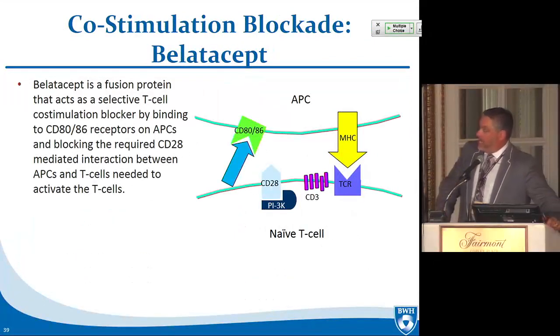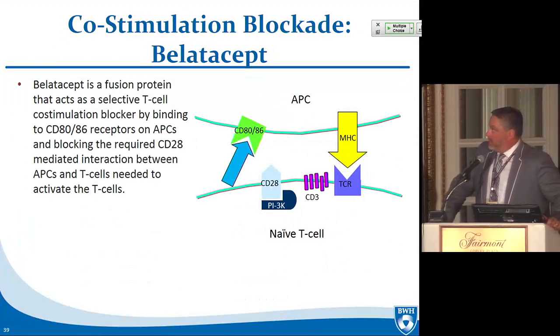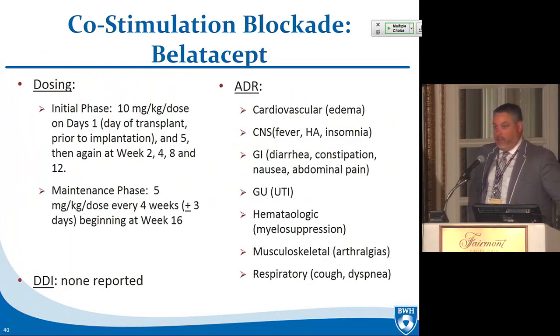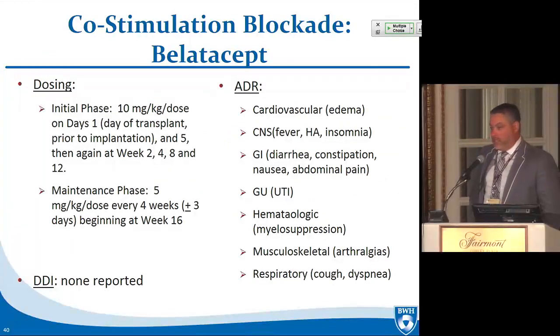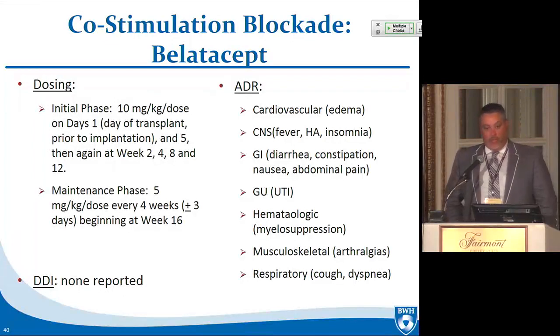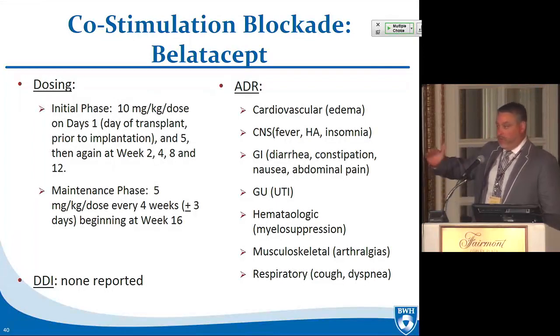And then belatacept. Belatacept's a fusion protein that acts as a co-stimulation blocking agent, and it induces T-cell anergy. And this is our newest agent. Our dosing, if you use it de novo, there's a high dose around the time of transplant followed by a smaller maintenance phase dose, and this is IV only. And the more interesting piece is you base it on actual body weight, and you don't change the dose unless your patient gains or loses more than 10% of their body weight. So even if their weight fluctuates up and down, if it's less than 10%, you leave the dose alone.